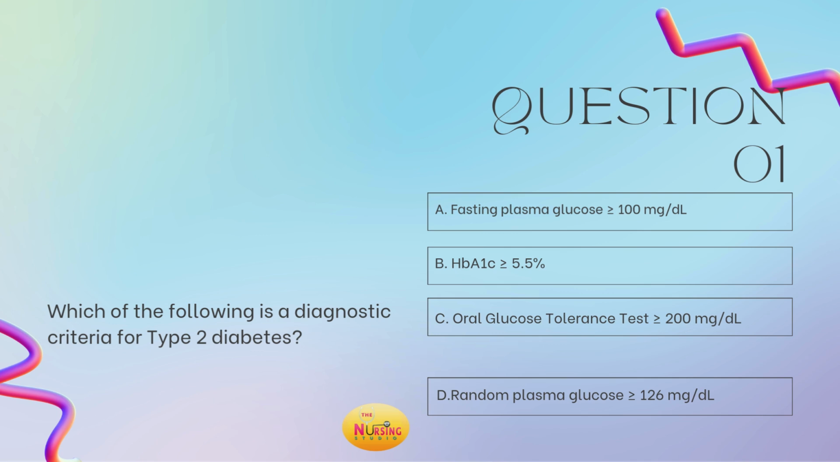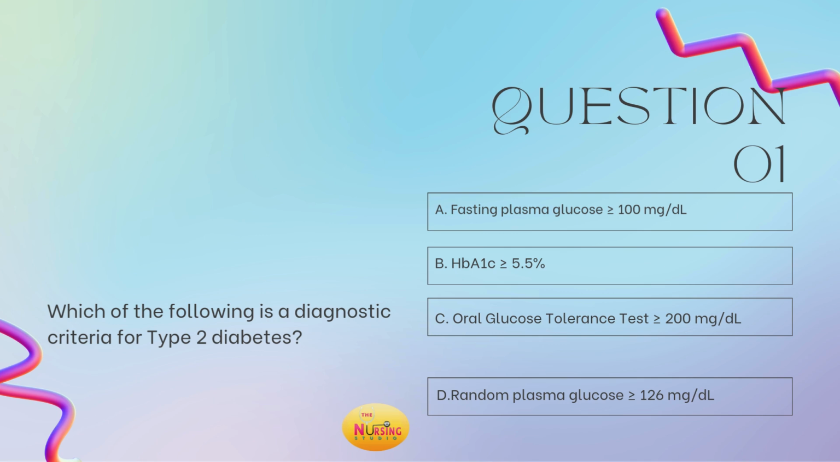Question number one states, which of the following is a diagnostic criteria for type 2 diabetes? A, a fasting plasma glucose greater than or equal to 100 milligrams per deciliter? B, a hemoglobin A1C greater than or equal to 5.5%? C, an oral glucose tolerance test greater than or equal to 200 milligrams per deciliter? Or D, a random plasma glucose greater than or equal to 126 milligrams per deciliter? Take a moment and tell me what you got in the comments, you guys.